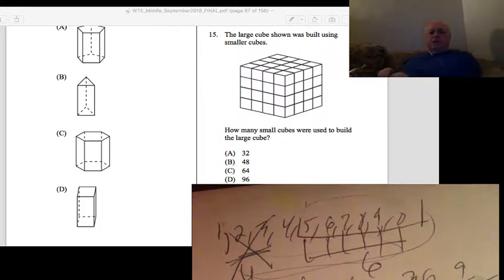So what's the length, your width, and your height? You have 4 by 4 by 4. So 4 times 4 is 16. 16 times 4 is 64. So right, the answer would be C.